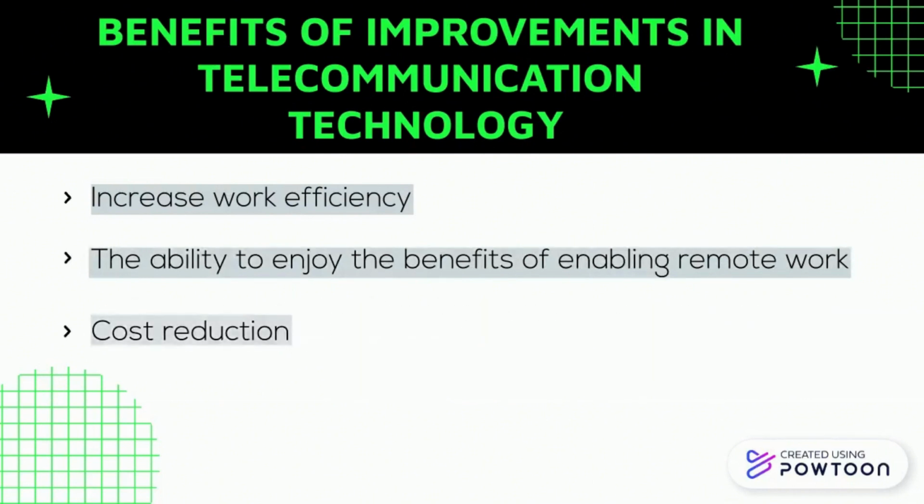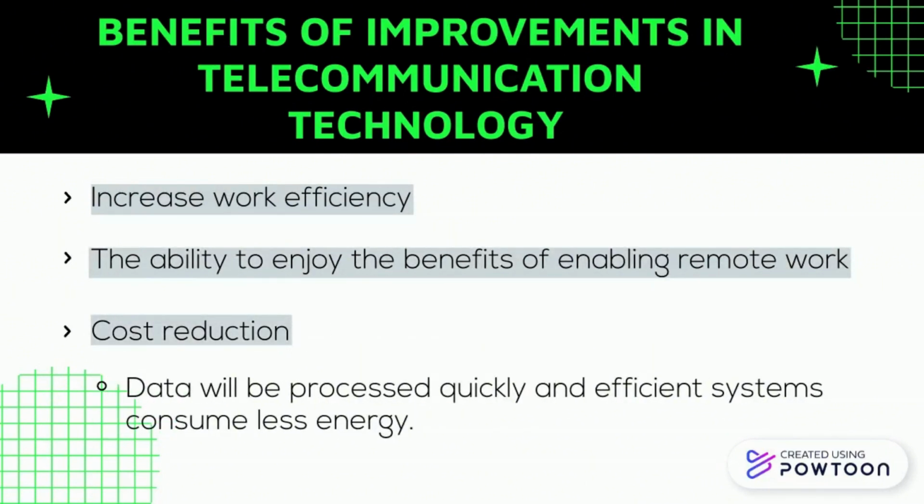The last one is cost reduction. Multiplexing reduces the need for multiple physical transmission lines. For example, instead of using separate lines for each signal, a single line can carry multiple signals, lowering installation and maintenance cost. Data will be processed quickly and efficient systems consume less energy.